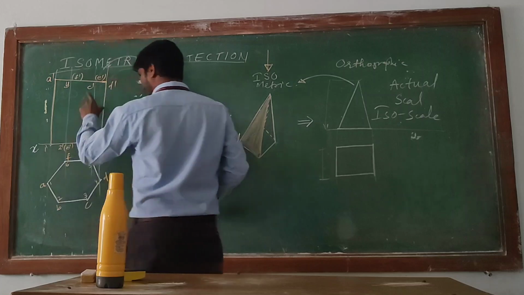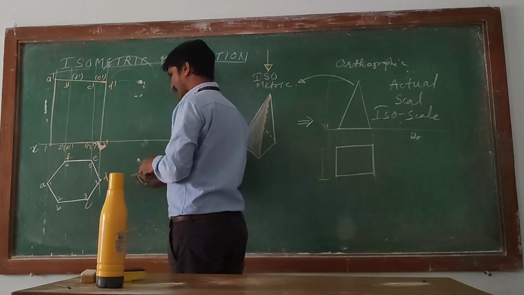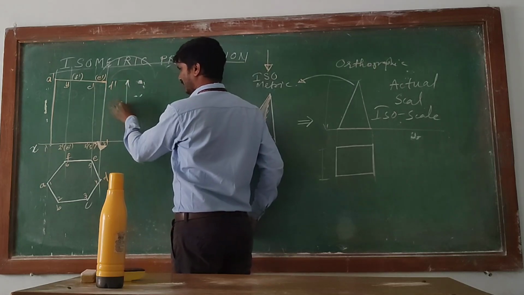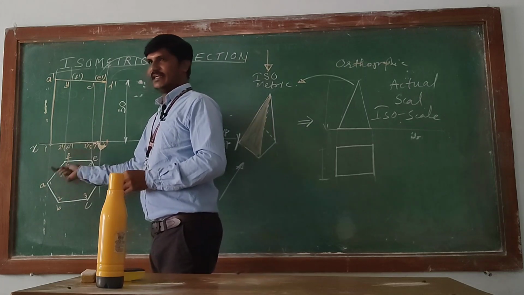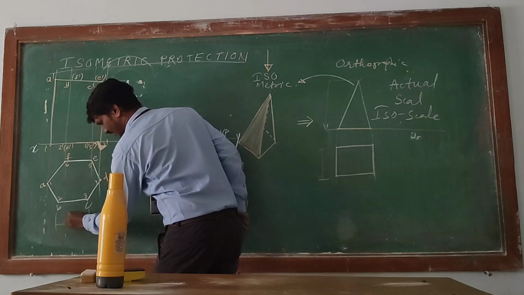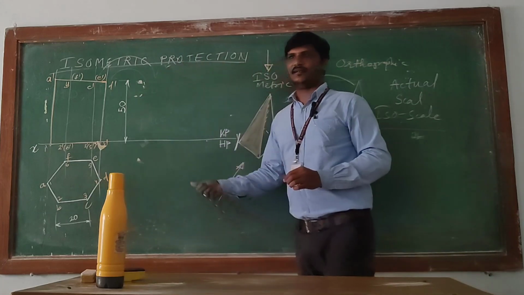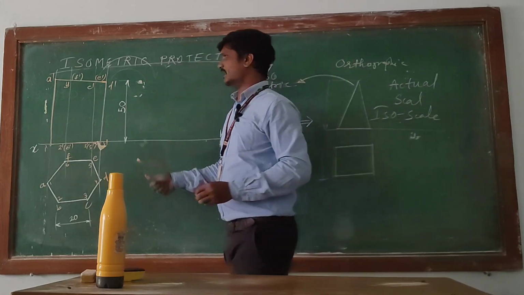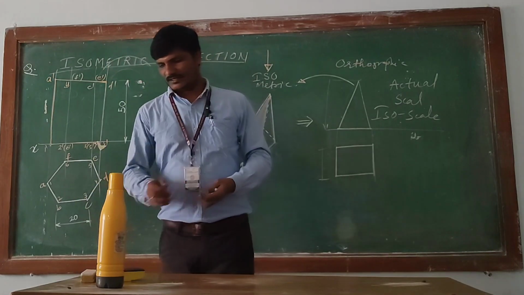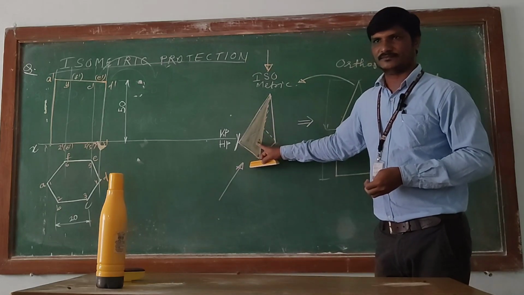So now there is a hexagonal prism having some dimensions. I will write some dimensions. I will take this as 50, and the sides of the hexagon, let us take 25 or 20. Okay, is the question clear to you? This becomes your question in the examination. Now you have to convert this object into ISO like this.